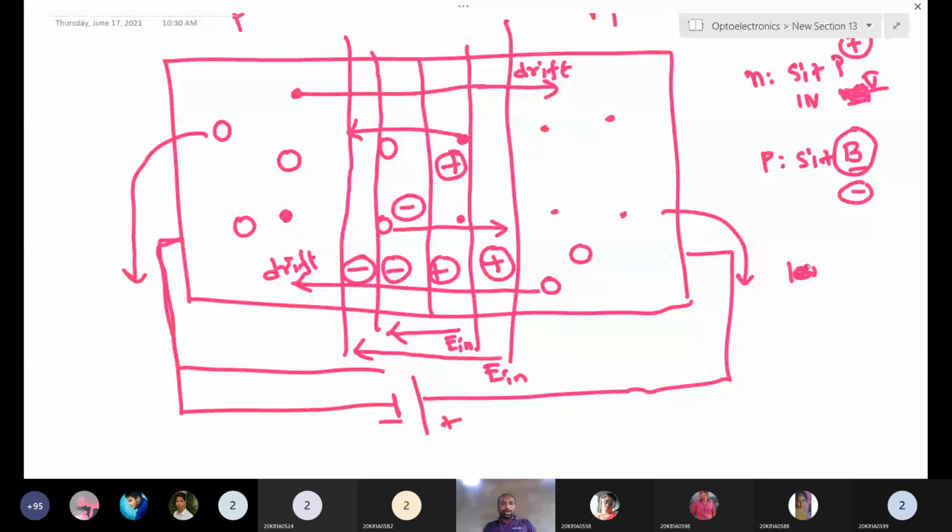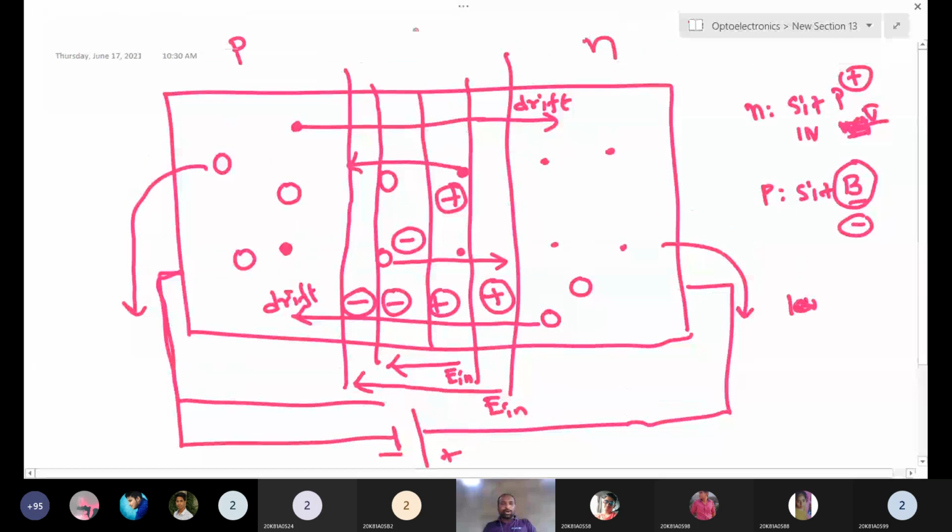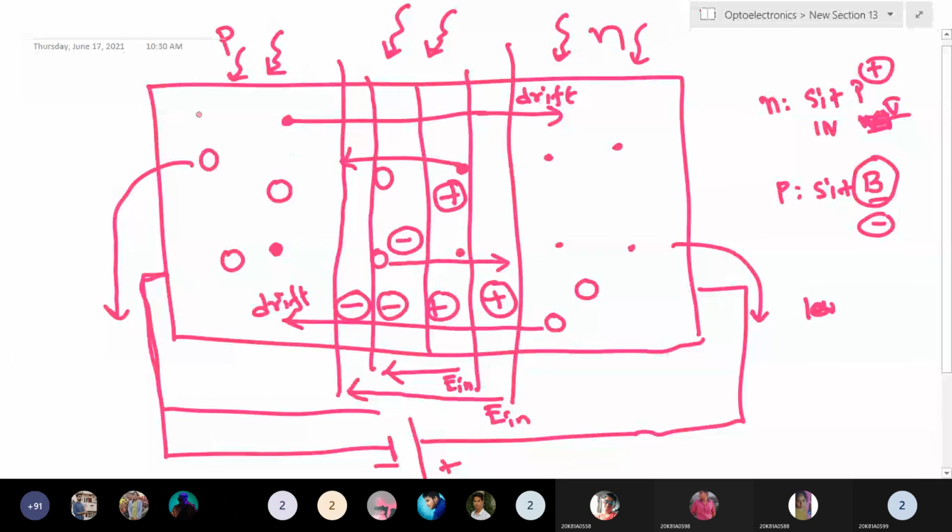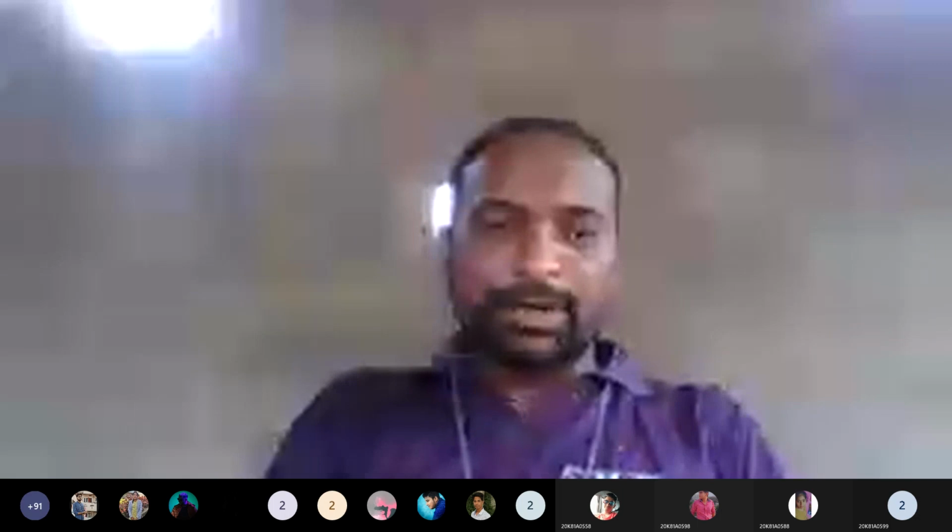Because of this, in the n-type semiconductor, only electrons are coming. In n-type, electrons are the majority, so electron density is increasing in the n-type semiconductor. Similarly, hole density is increasing in the p-type semiconductor because of the reverse bias condition. Okay, now we have separated these electron-hole pairs using the internal electric field.